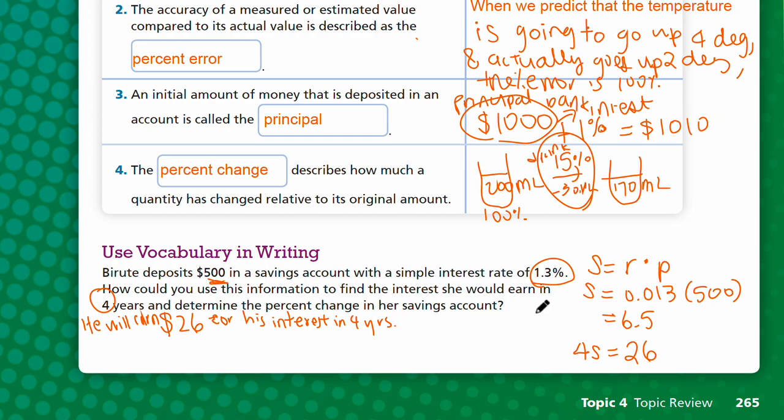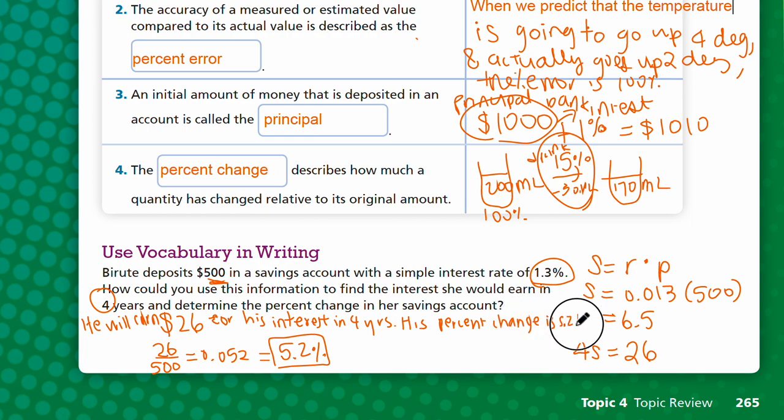And then, determine the percent change. So 26, we know that in 1 year it's going to be 1.3%, right? But how much percent is 26 compared to your principal amount 500? You just need to divide 26 by 500 to get the percent change, right? So 26 divided by 500 would be 0.052, and in percent, that is 5.2%. Her percent change is 5.2%.